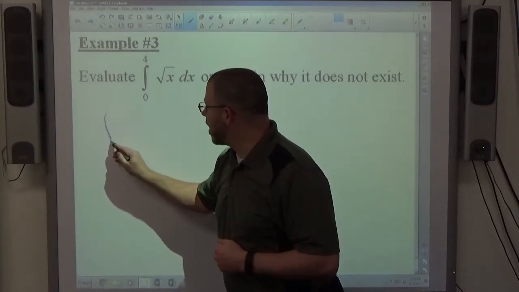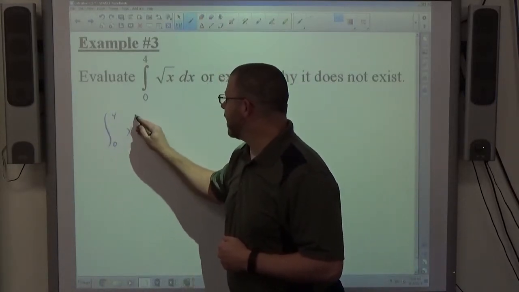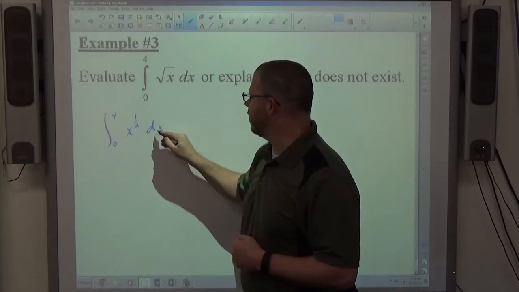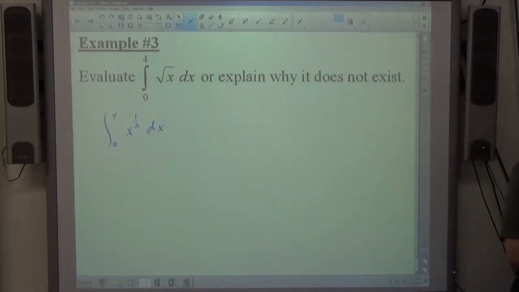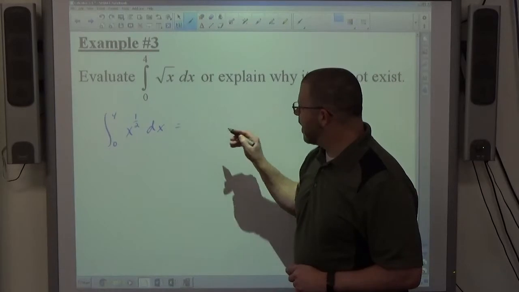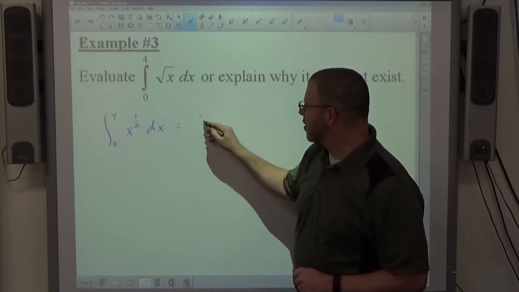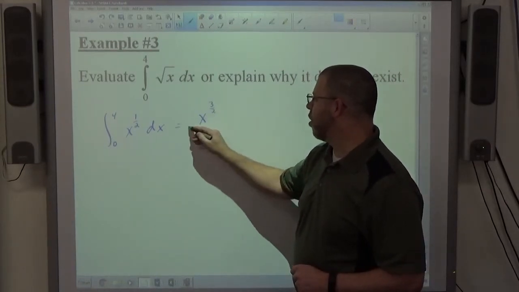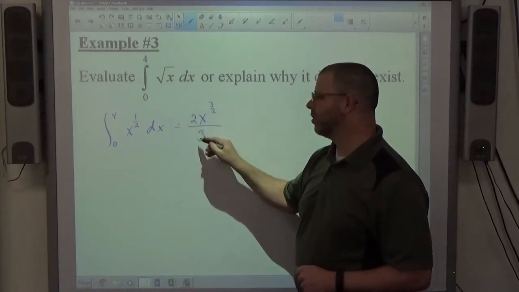If I'm going to do this problem, I would prefer to write it in a power structure instead of a radical structure. We're trying to do an antiderivative here, and the power structure has an antiderivative formula. So x to the half is better than the square root of x. Then the antiderivative of x to the half is going to be x to the 3 halves over 3 halves, which is the same as times 2/3.